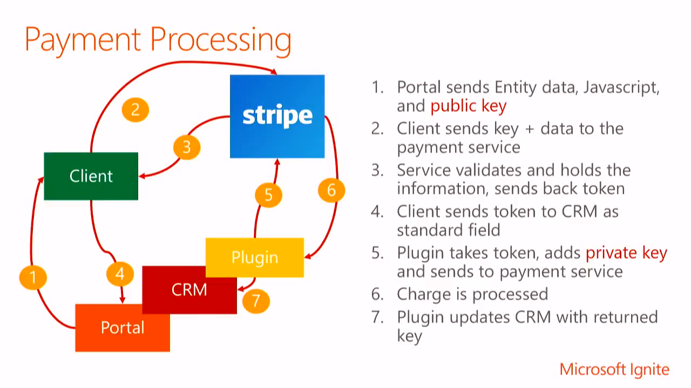So in simple terms, this is how payment works, that's how I configured it. In the portal, we serve a page to the client. The client sends the key and data to Stripe, which is our payment service. Stripe sends back a token and says, hold on to this. The client sends it back to portals. Portals save the token with the CRM record. Then the plugin kicks in, takes the private key, sends it to the service and says, charge this customer, quick. Stripe charges the customer, all done. Let's see how it works.